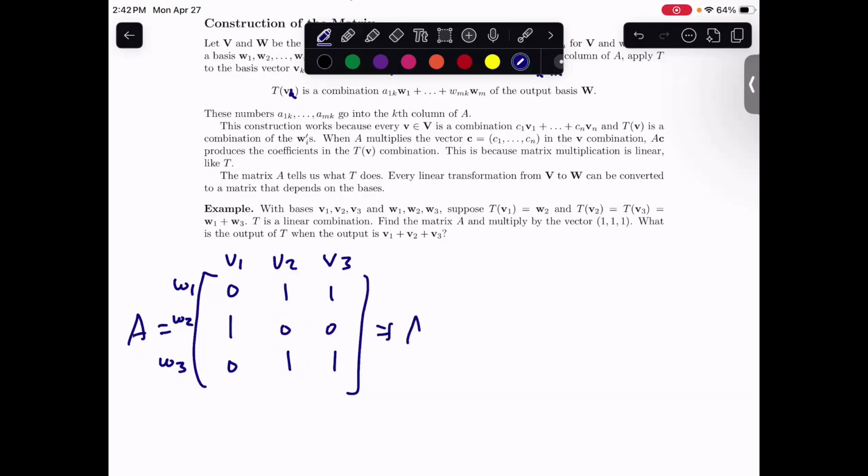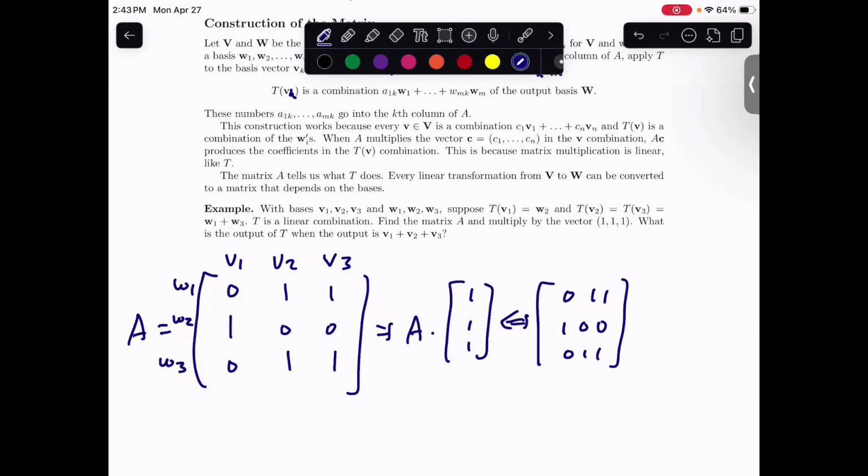And so if I do A multiplied by the vector 1, 1, 1, this is the same thing as having the matrix with rows 0, 1, 1; 1, 0, 0; 0, 1, 1, multiplied by 1, 1, 1. If I go through with this matrix multiplication, it's equal to 2, 1, 2.